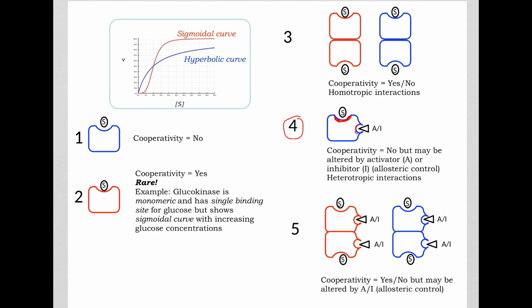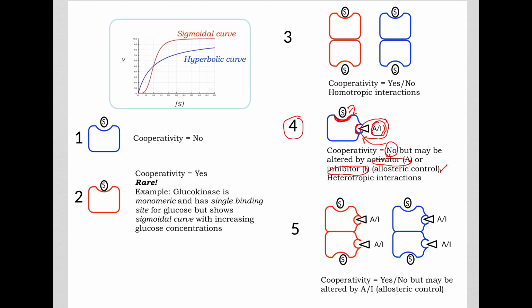it also has another binding site for molecules that we call activators or inhibitors. So in this case, because there's only one binding site for substrate, we will not see cooperativity. So you will have the hyperbolic curve. However, this binding of the substrate to this enzyme can be altered by the presence of the activator A or the inhibitor I. So this is what we call allosteric control of the enzyme.